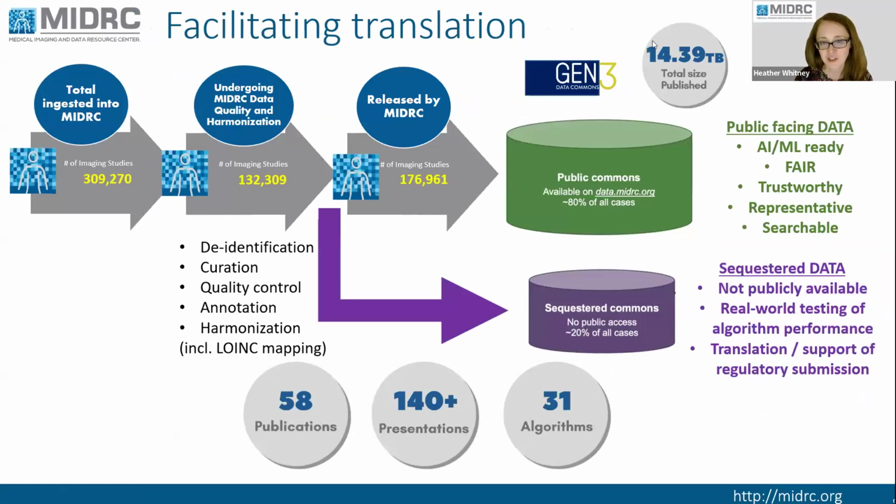And to facilitate translation, we have a few additional important activities going on. As you can see here, there's a pipeline of data that comes into MIDRC. We've ingested over 300,000 imaging studies. That data is undergoing MIDRC data quality and harmonization before it's released. And at this point, we have over 170,000 imaging studies that have been released to the public. And all of those images have undergone de-identification, quality control, et cetera. 80% of that data goes to the public commons, and then 20% goes to the sequester commons, which is important because it facilitates real-world testing of algorithm performance. And as you can see, lots of publications and presentations, lots of good things happening.